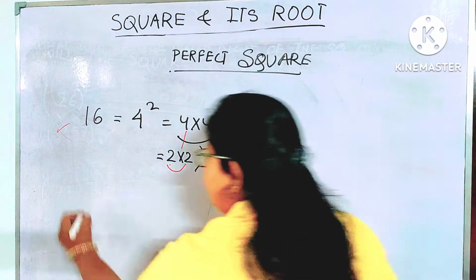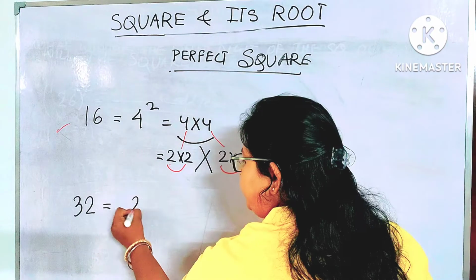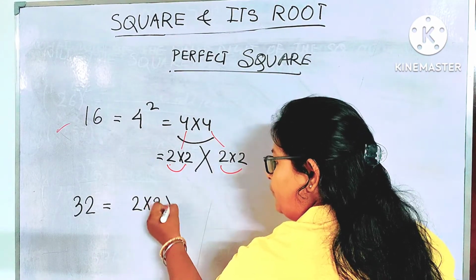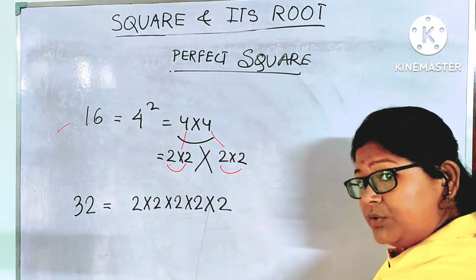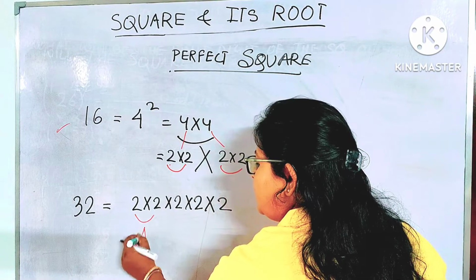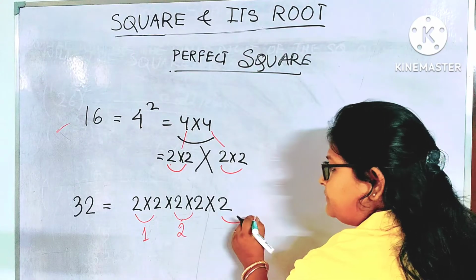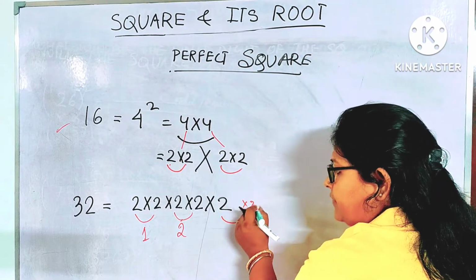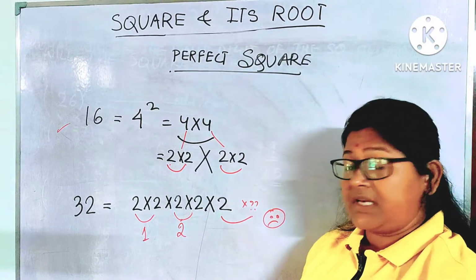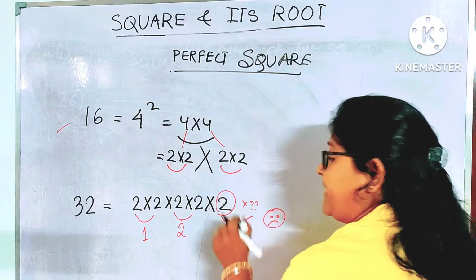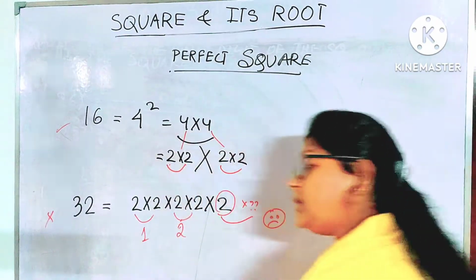Let's consider an example like 32. What are the factors of 32? 2 into 2, 4. 4 into 2, 8. 8 2s are 16. 16 2s are 32. Let's see. This is one pair. This 2 into 2 is another pair. This 2 does not have a pair. So, sadly, it is not a perfect square. Now is it clear? Why? Because the last 2 remains single. It does not have any friend. So, we can say that 32 is not a perfect square.